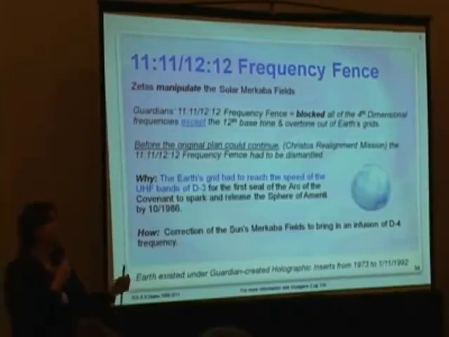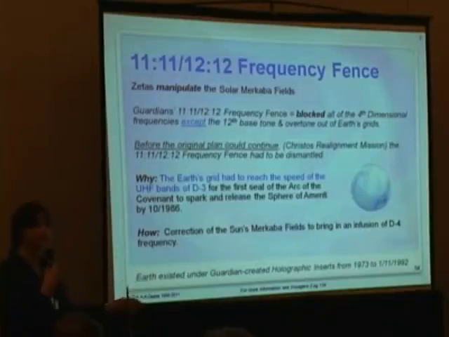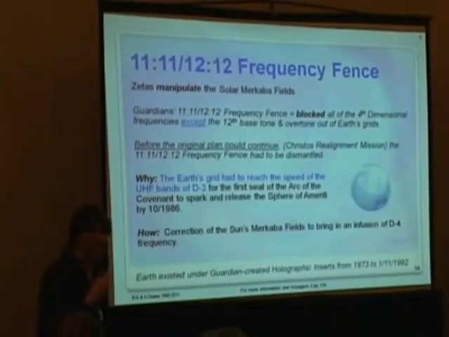Exactly. Because we can also still maintain our activation when the stellar activation cycle commenced. We can still run the D12 frequency, because they cannot access D12, the fallen angelics.